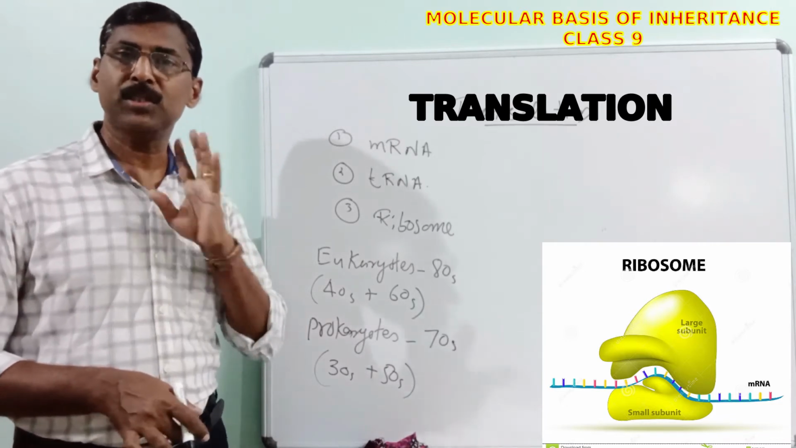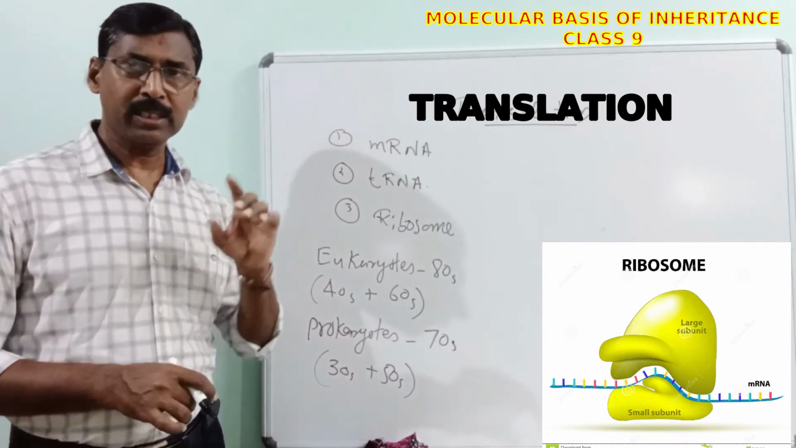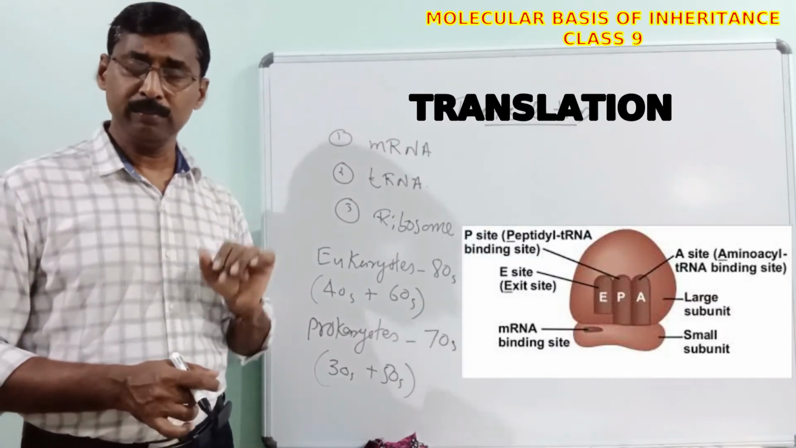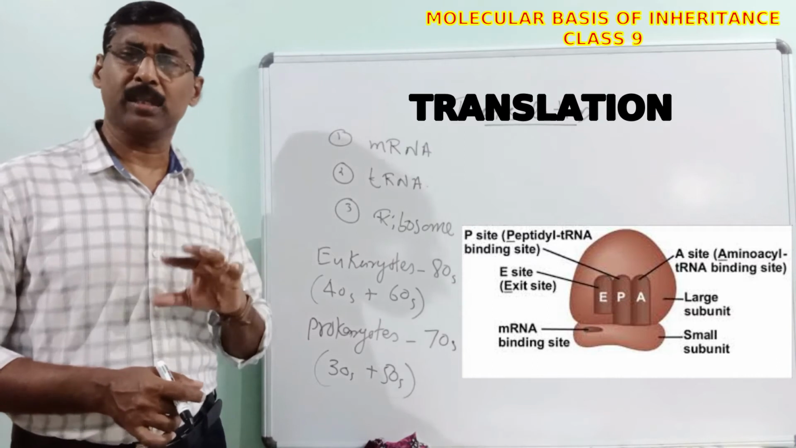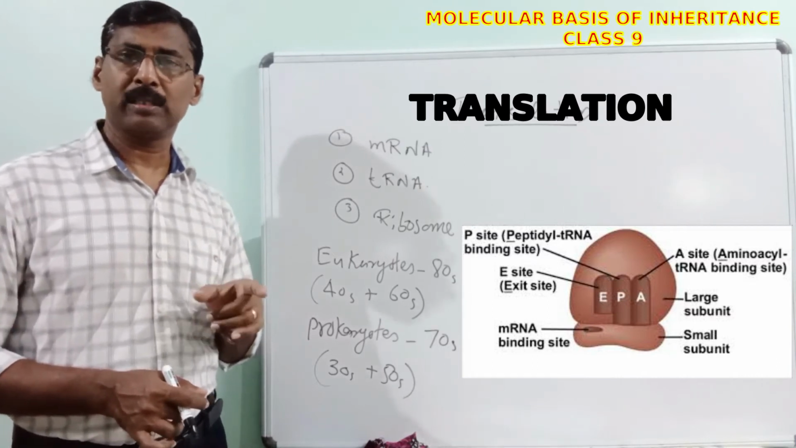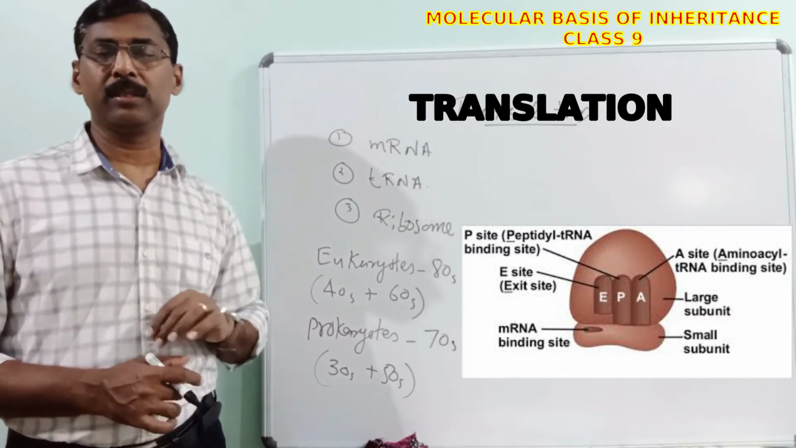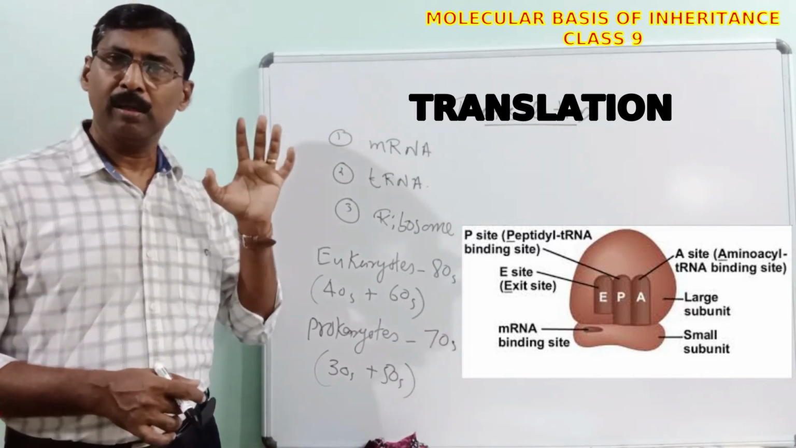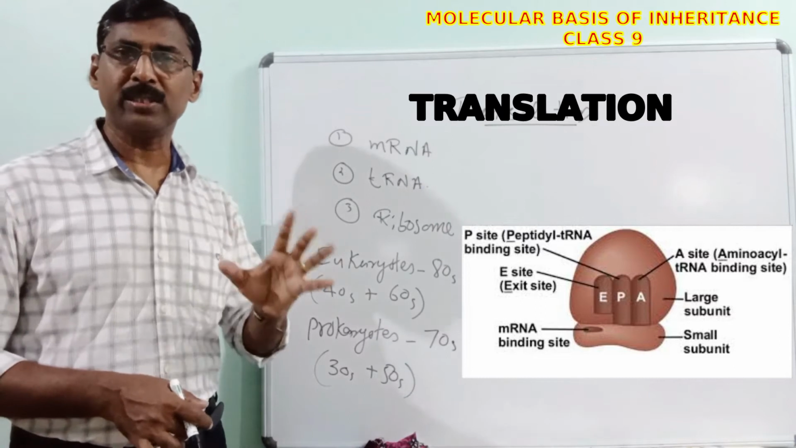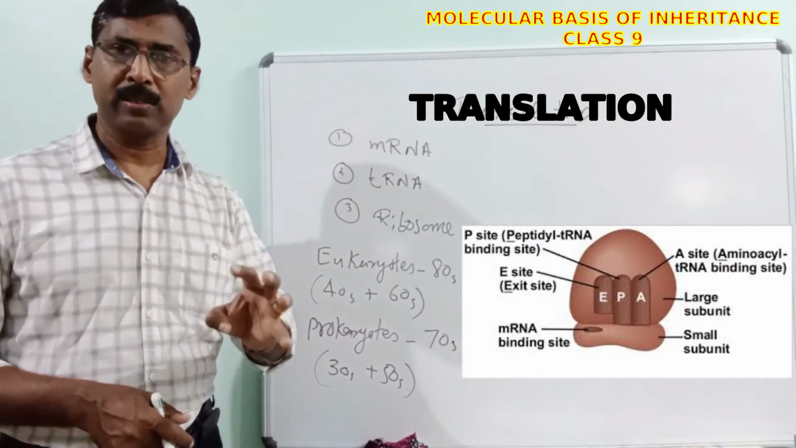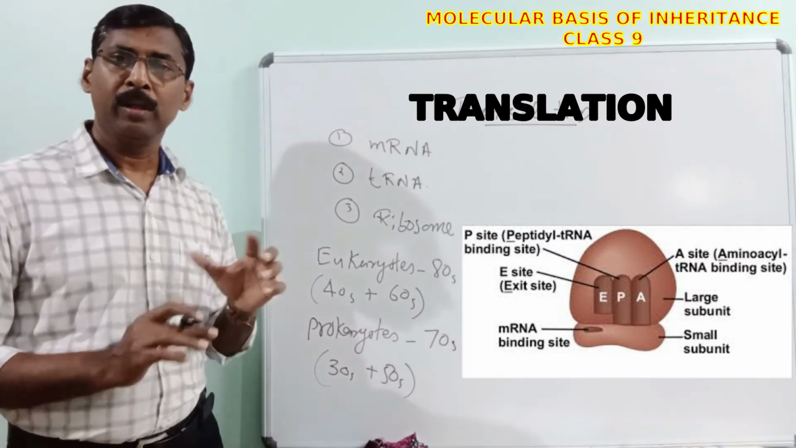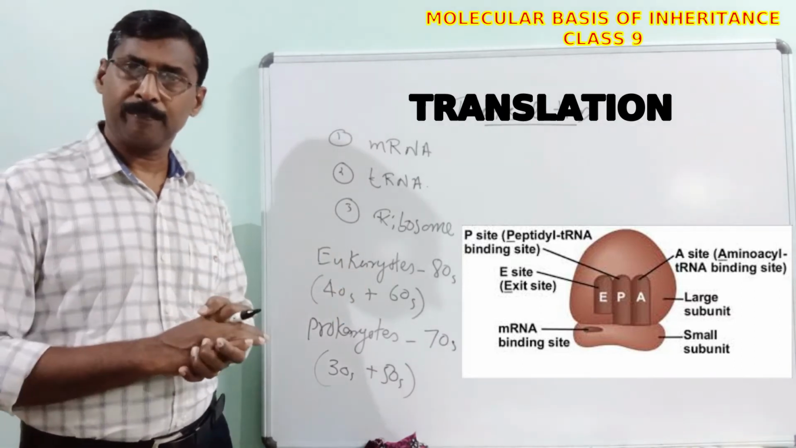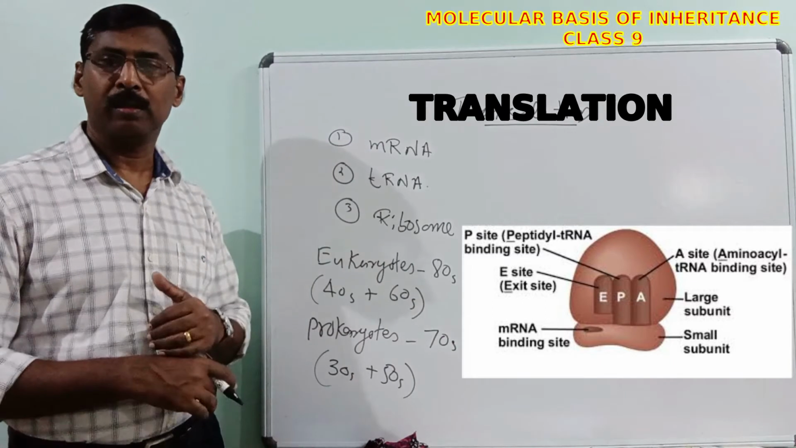And the larger subunit of the ribosome has two sites on it. One is the P site and one is the A site. And these two sites are important in translation. One more site, the exit site, is also there. So actually three sites are there. One E site, that is the exit site. One is the P site and another is the A site. So these three sites are important in the process of translation that you would see shortly.